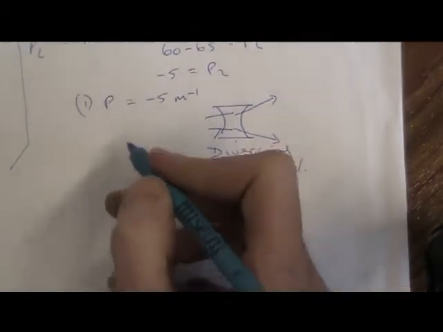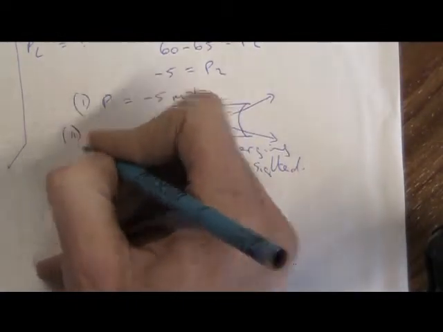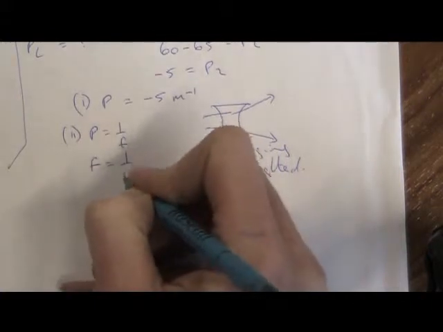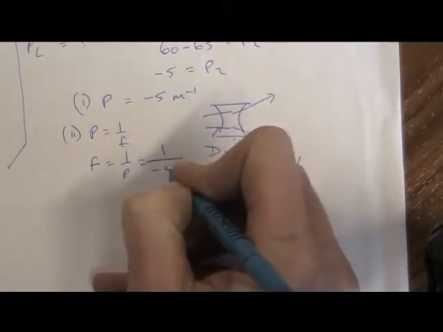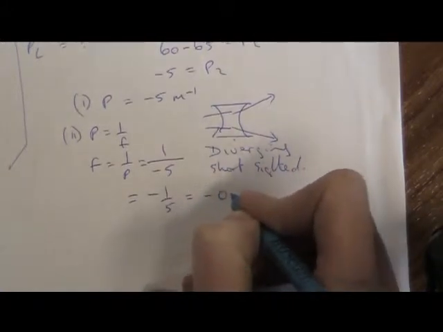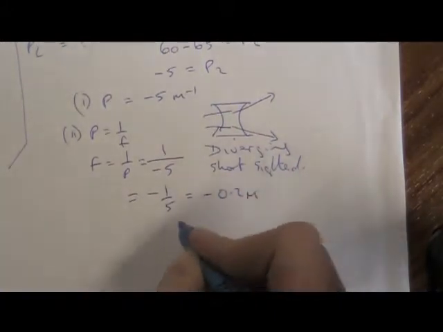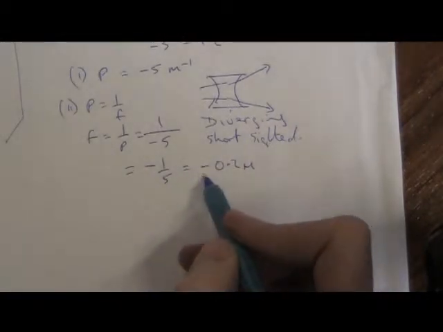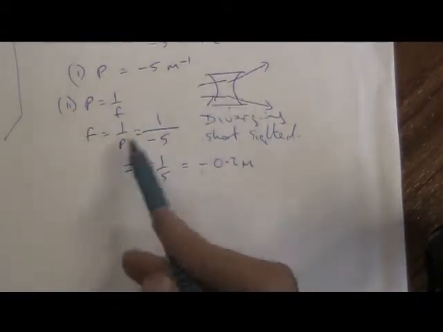Now you also were asked for the focal length, so power equals 1 over f, so f then equals 1 over power, which is equal to 1 over minus 5, which gives you minus 1/5, or minus 0.2 meters. Now the unit of focal length is just the meter, so minus 0.2 meters, and the minus again tells you that it's a divergent lens.